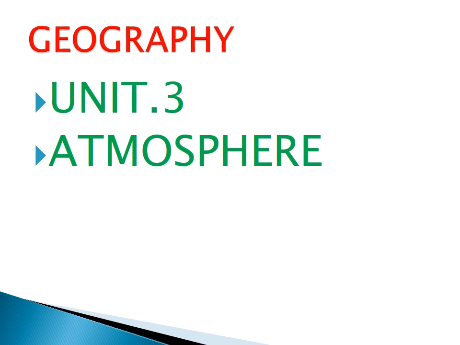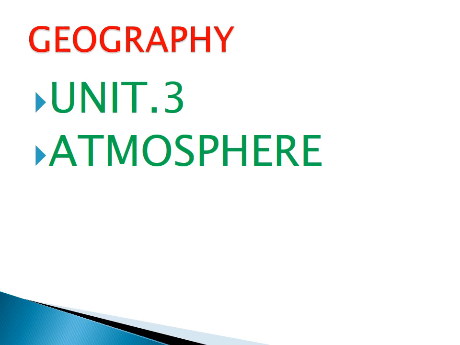Geography Unit 3, Atmosphere. In the same unit we have seen some topics in the previous class. Yes or no? What are the topics we have completed? We have completed the composition of the atmosphere and the types of layers. The 5 atmospheric layers we have seen. At the same time we have seen about the weather and the climate, the difference between the weather and the climate, and the factors that influence weather and climate also we have completed, is it or not? So today we are going to start from winds.